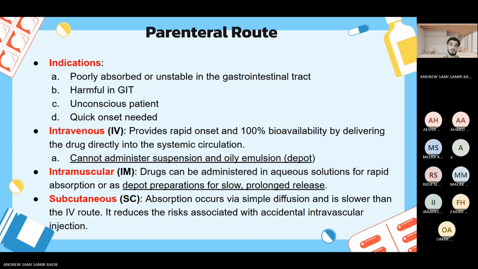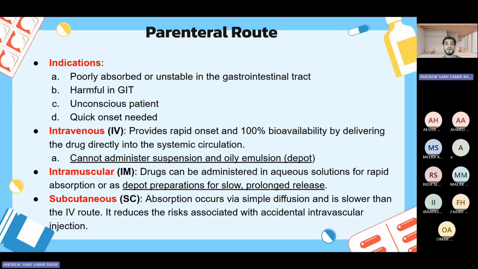Now IV is the most famous. It provides rapid onset and has 100% bioavailability. Since we're putting the drug directly into the blood, all of it reaches the entire system. So it does not, for example, get lost in feces or urine. You're going straight into the blood. But a point to remember is you cannot administer a suspension or oily emulsion, called a depot. You can't really do it IV.